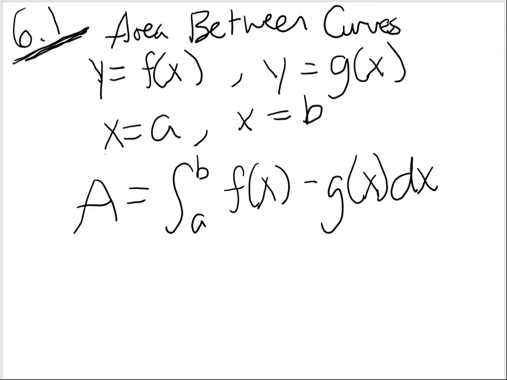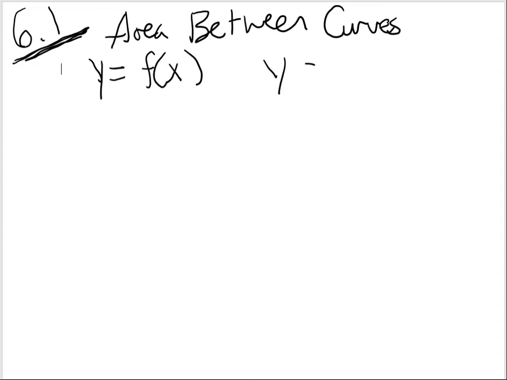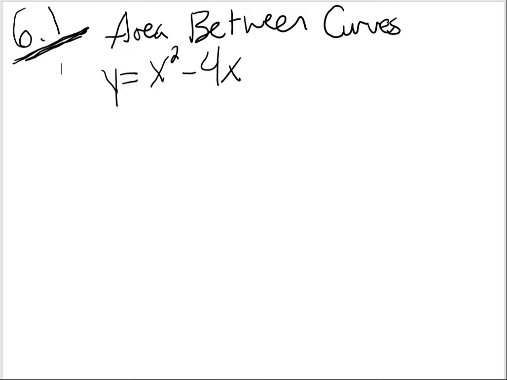Okay, so let's look at a couple examples. Our first example we're going to look at is y equals x squared minus 4x and y equals 2x. Notice there's no x equals a or x equals b here.